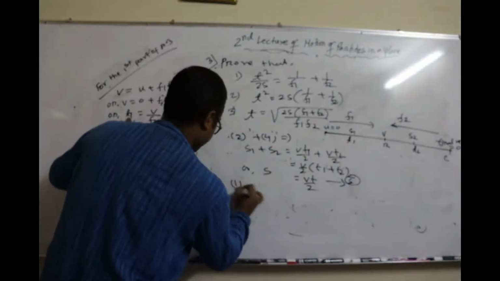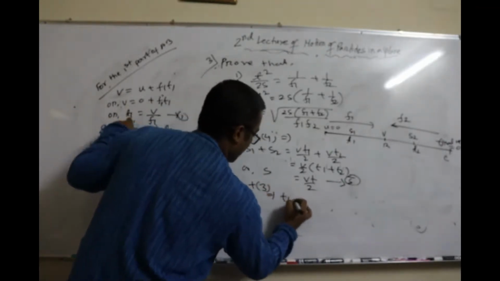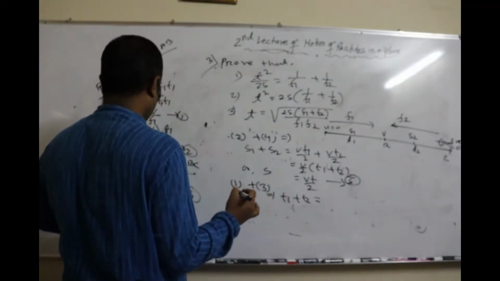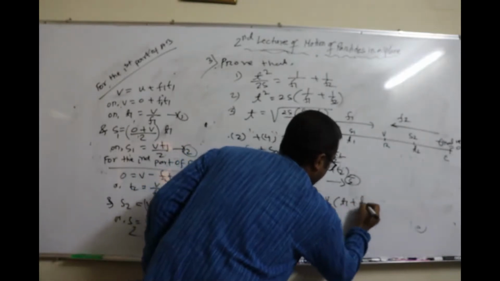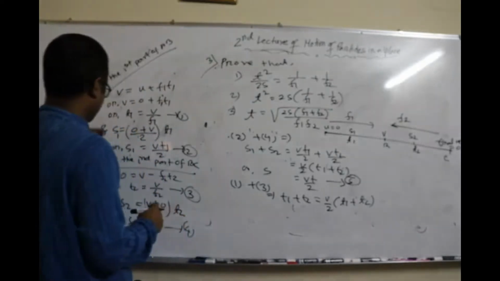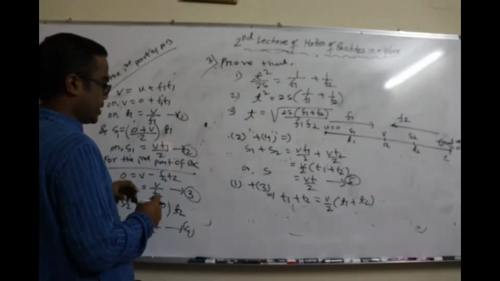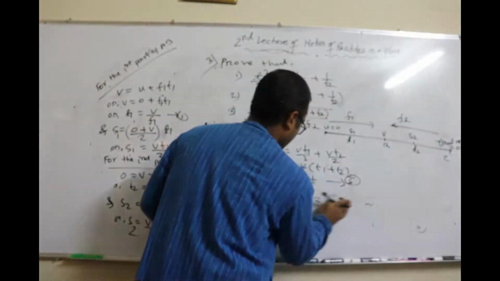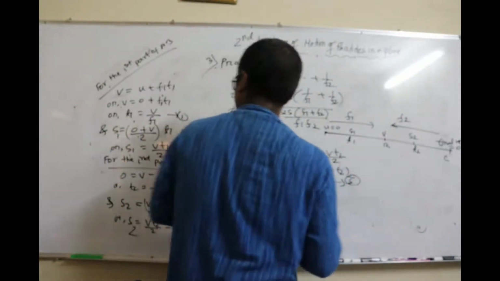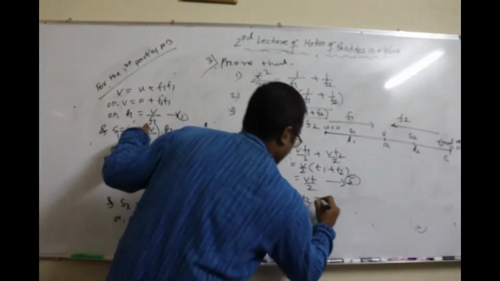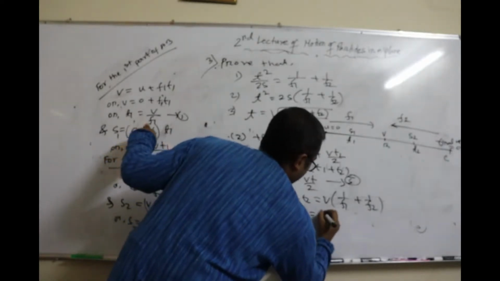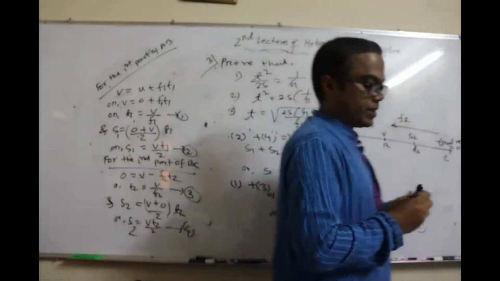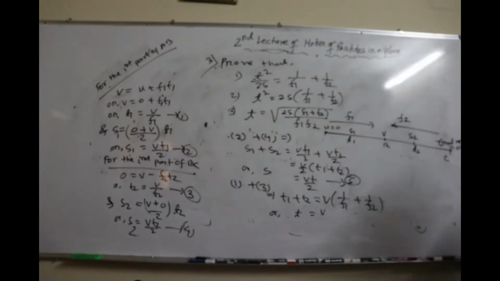Again, adding equations 1 and 3, we get T1 plus T2 equals V common, 1 by F1 plus 1 by F2, or T1 plus T2, meaning T, equals V times 1 by F1 plus 1 by F2. Or V means 2S by T.